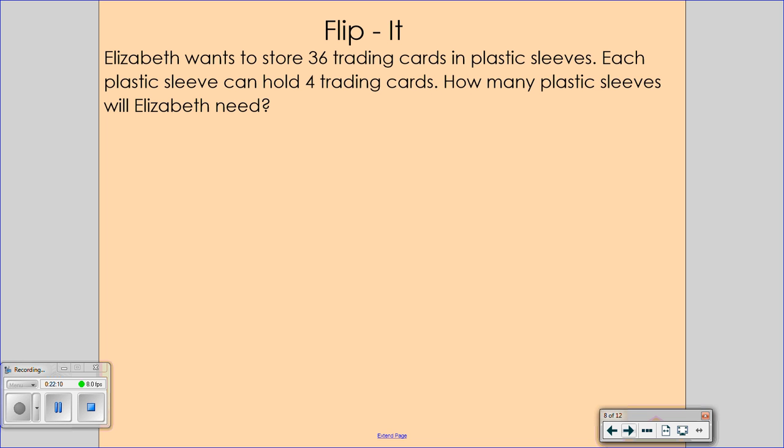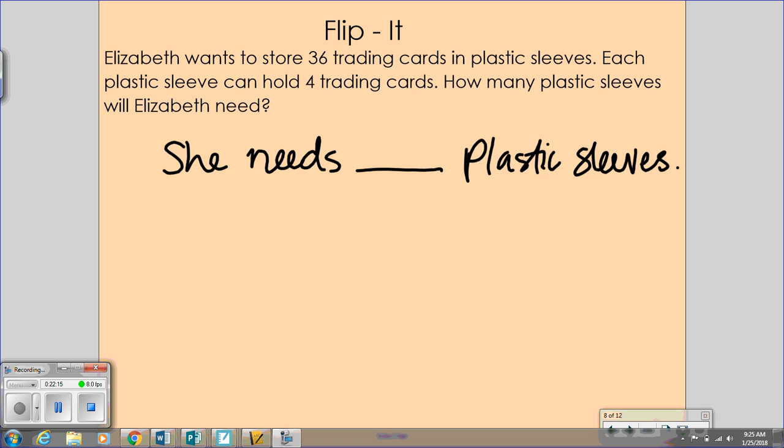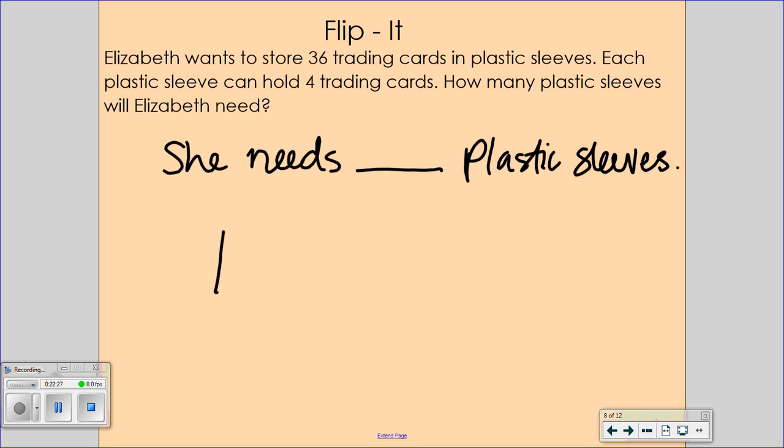This one's not too tricky because the question is not too tricky. We got our answer sentence. We know we're trying to count plastic sleeves. I'm going to go to my bar model to figure out, am I adding, subtracting, multiplying, dividing? I don't know. So I'm going to draw my bar.